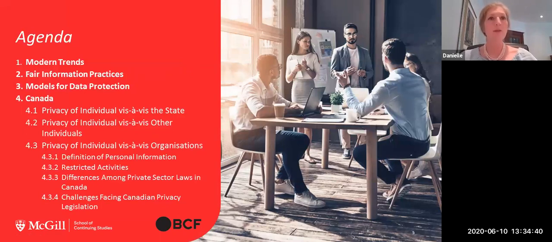It's a pretty crowded agenda. What I want to talk about to begin with is just introduce the topic and talk about the trends in data protection. Then talk about the fair information practices. Those are super important, especially if you're interested in this topic, because no matter where you are in the world, the fair information practices will be the same. So if you understand those, you can pretty much feel your way around data protection legislation in any jurisdiction.